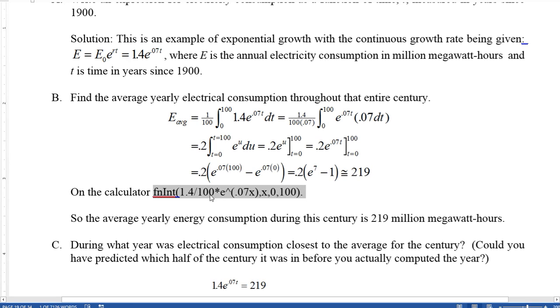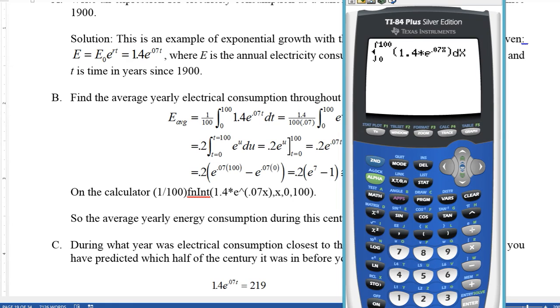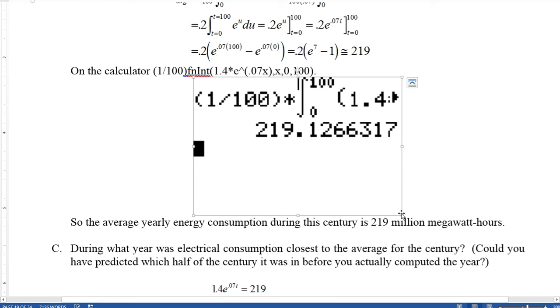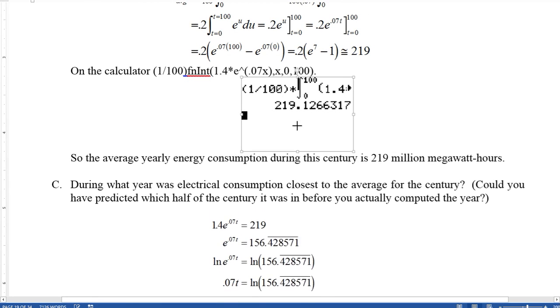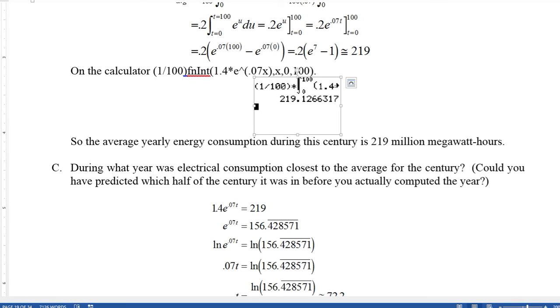I brought the 100 inside. I could have left it outside. In fact, I am going to write it outside. But of course, the constant multiple rule says it can go either way. And when I do that on the calculator, this is what I get. About 219.